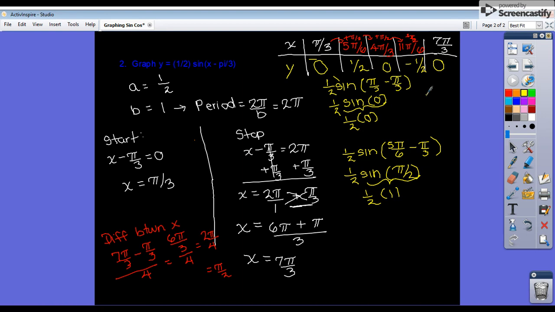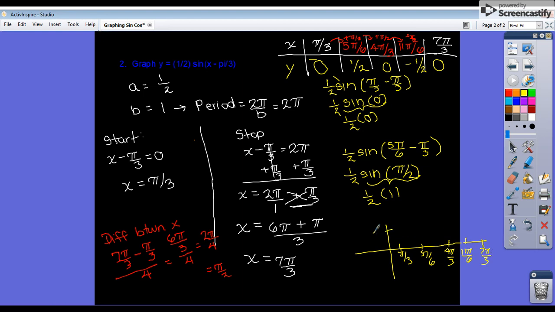So again, it's a wave that goes upwards and downwards. Don't have a lot of room here, so we'll try to make the best of this. Pi over 3, 5 pi over 6, 4 pi over 3, 11 pi over 6, and 7 pi over 3.